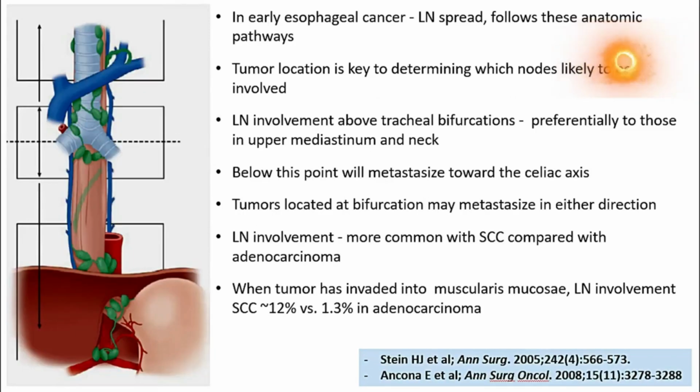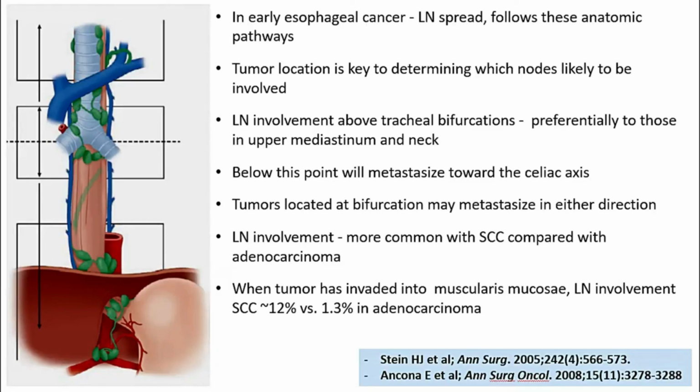In early esophageal cancer, lymph node spread follows these anatomic pathways. As I said, tumor location is key to determining which nodes are likely to be involved. Lymph node involvement above the tracheal bifurcation is preferentially to those in the upper mediastinum and neck, and below this point will metastasize toward the celiac axis.